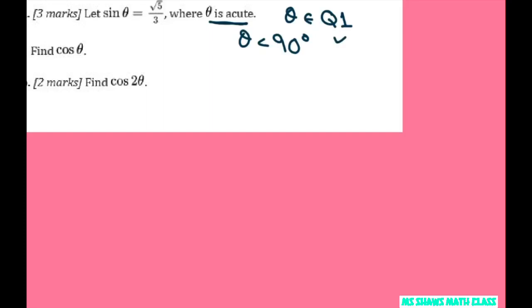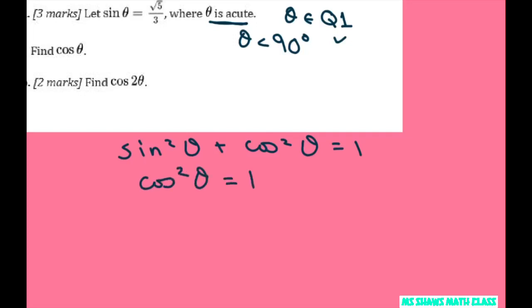So to find cosine of theta, we're going to use our identity of sine squared of theta plus cosine squared of theta equals 1. So we're going to get cosine squared of theta equals 1 minus sine squared of theta. There's your sine, so write square root of 5 divided by 3 squared. Now this is going to equal 1 minus 5 divided by 9.